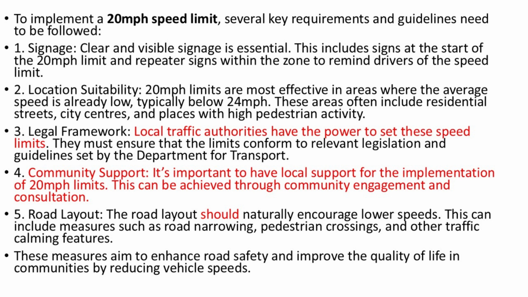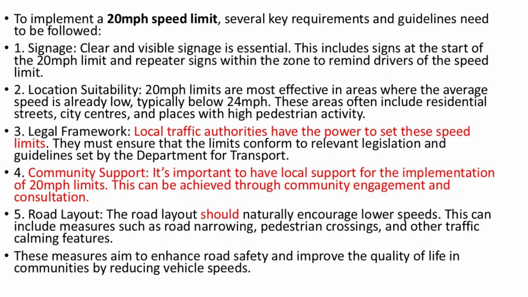And then they said, and the key word here is at number 3, local traffic authorities have the power to set these speed limits. So at that point, the government said this is what we're going to do, and then they said to the local traffic authorities, use your power. Now, you can also see that at number 4, community support, it's important to have local support. Now, we know that doesn't exist.